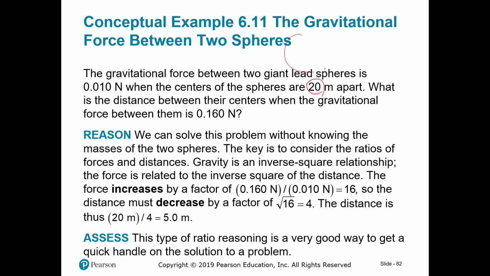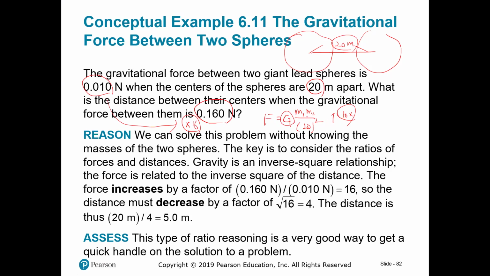So you have a really big lead, and the distance is 20 meters apart. What is the distance between their centers when the gravitational force between them is 16 times greater? So the force is now going to be 16 times greater. What is the initial force? Your initial force is G times m1 m2 divided by r, which was 20 squared. But now you want to increase this force 16 times more.